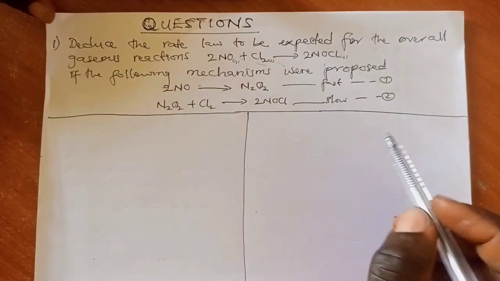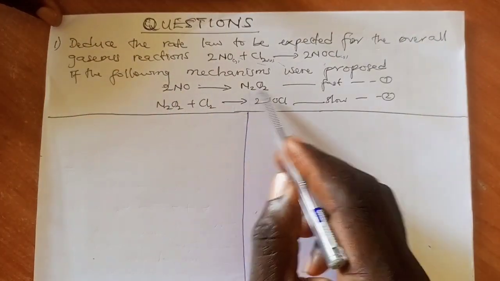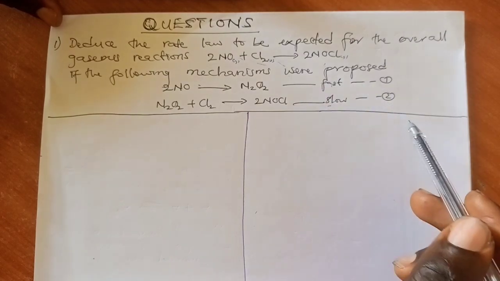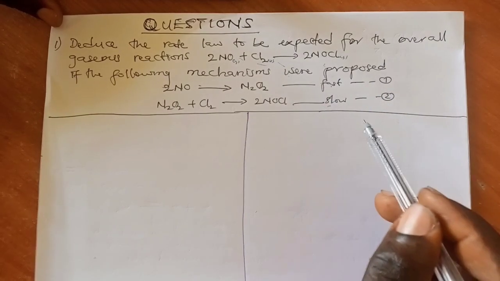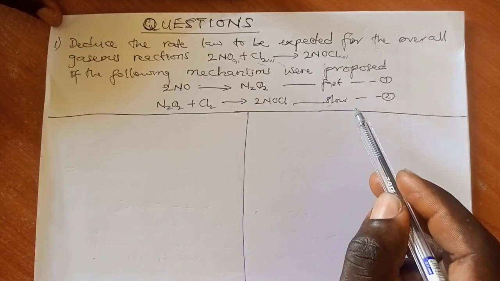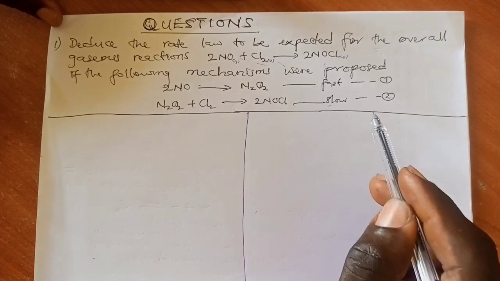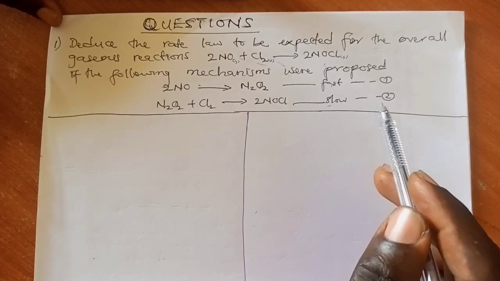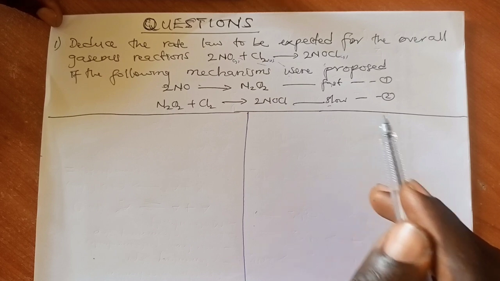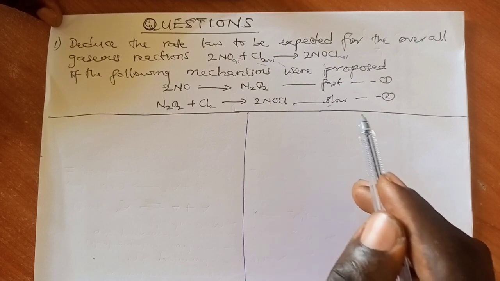To determine the rate law, you look at this process. This is a fast process, step one. This is a slow process, step two. And in my previous video, I told you that the slow process is usually the rate determining step. But please note, it is the slowest process. We can have many slow processes in the mechanism, but the slowest of them gives you the rate determining step.